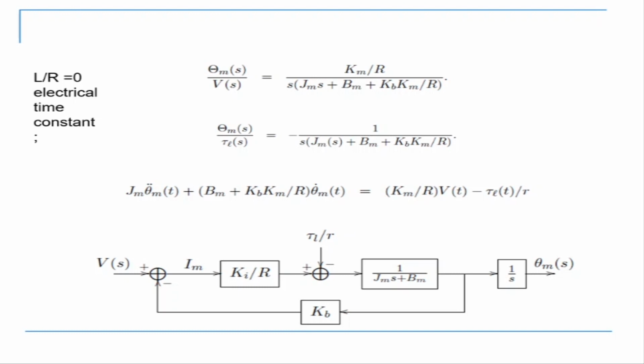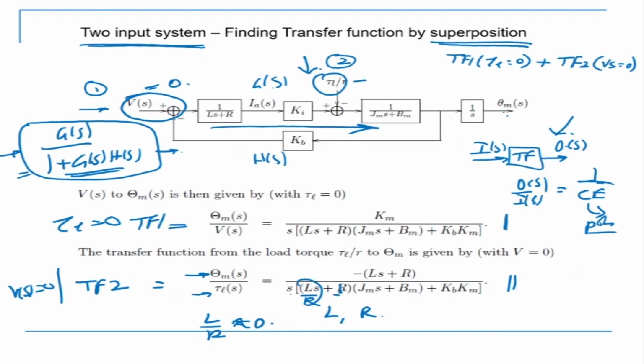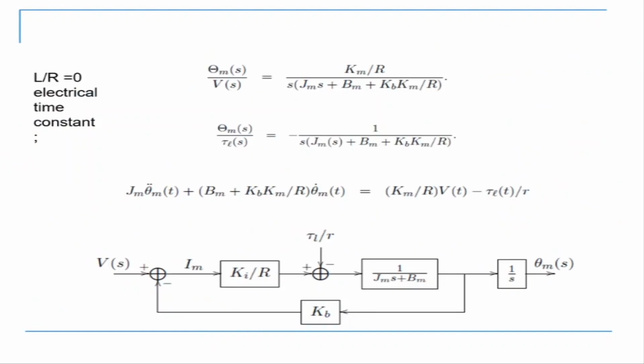If I do that, because there is an L by R here, this will become 0, and this is 1. So what I'm left with is only this, and there is an R there because I divided by R. So we set L by R equal to 0 in both the equations, and we reduced the number of terms. You see that some terms will become 0.